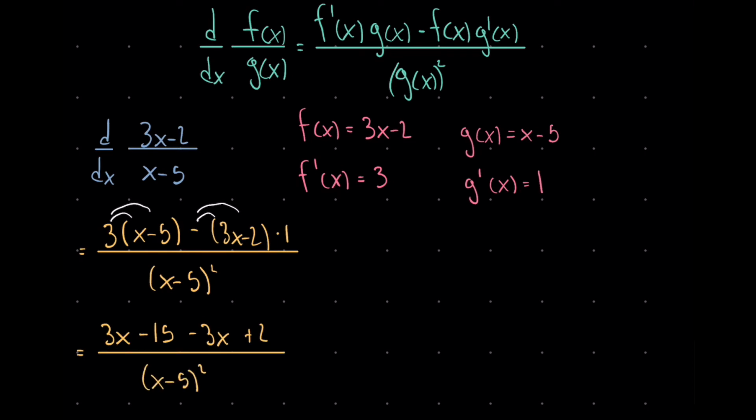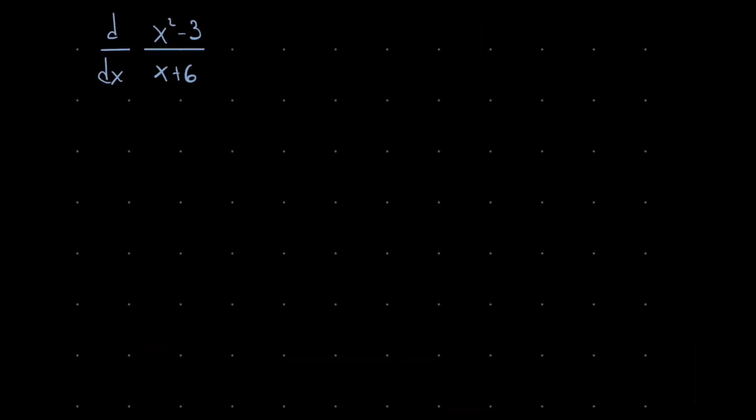And our last step is going to be group like terms. We see that we have 3x and minus 3x. They cancel out. And all we have that's left is minus 15 plus 2, so that's minus 13. And that's going to be all over x minus 5, and finally squared, giving us our final answer. So let's try another question.